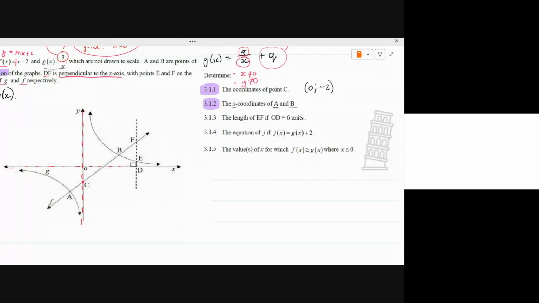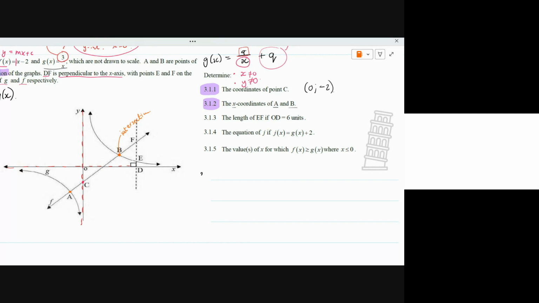All right, so here it says the x coordinates of A and B. Now, if we look at A and B, there's A and there's B. I can see that at the points A and B, both the straight line and the hyperbola are there, which means these are points of intersection. This is the point of intersection. Okay, and because those are the points of intersection, I'm going to take my two graphs and make them equal to each other.